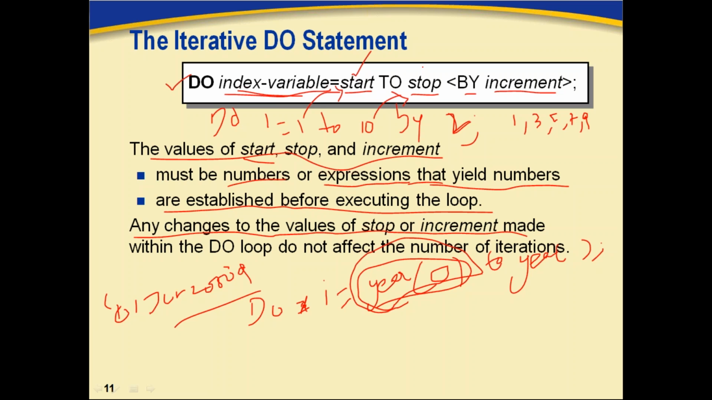Anything within the loop means inside the loop. If you have made any changes to this increment or stop, what do you mean by that? We'll see in later examples. But whatever you write in the do statement, that will be executed. You cannot modify the stop and increment values inside the loop.